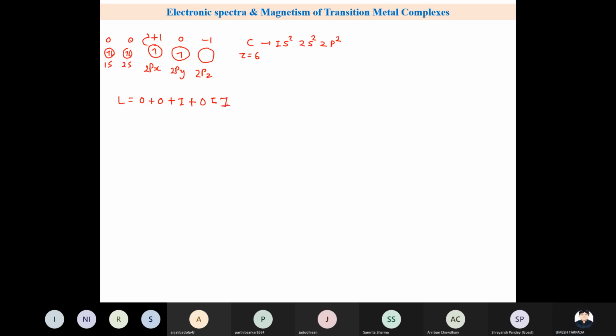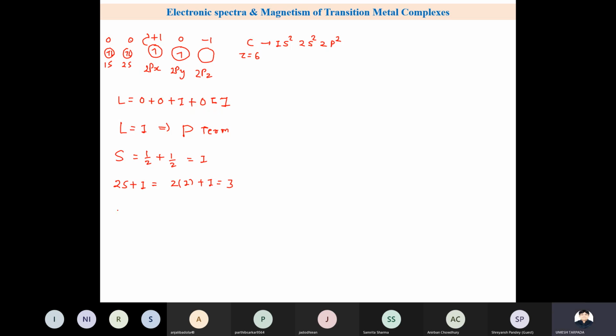If L value is 1, then what is the term? P is the term. It is a ground term. Next you go for the S value. Here it is a half electron, this is a paired electron, so plus 1 up, minus 1 up, it is 0. Here it is 1 by 2 spin for the 2px electron and 1 by 2 spin for the 2py electron, so total spin value is 1. So spin multiplicity, that is 2S plus 1, is equal to 3. Okay, so it is a triplet.